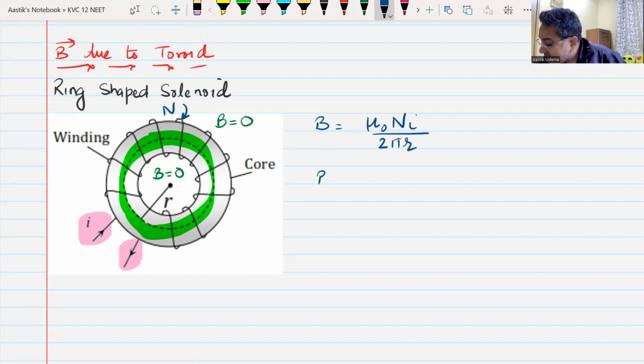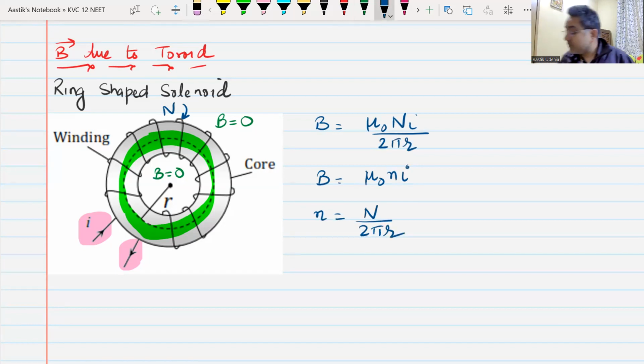Or if you want to write it similar to the field of a solenoid, you can still write it as mu naught n I, where n again becomes the number of turns per unit length. 2 pi r is the length of this solenoid. Yes or no? Do you understand this?